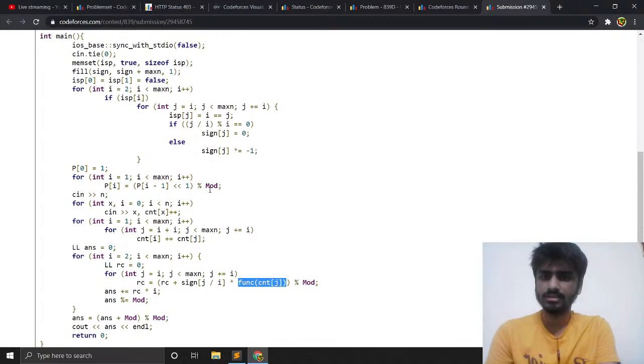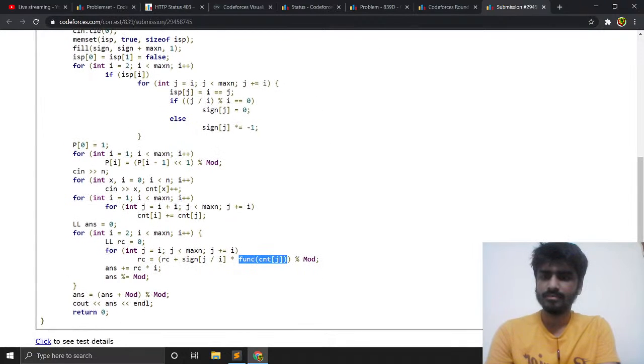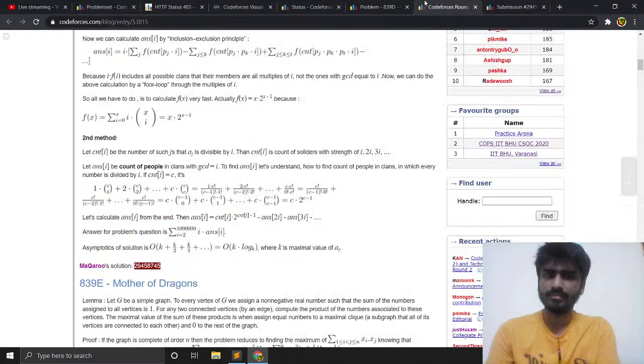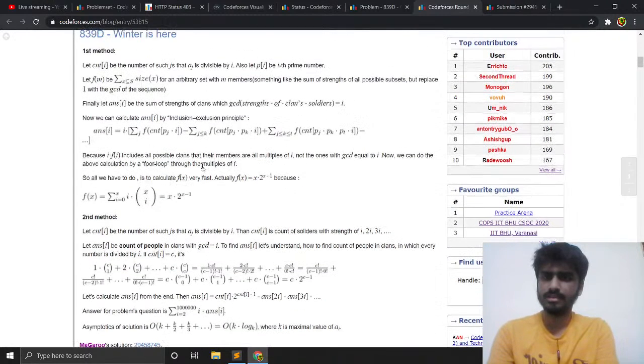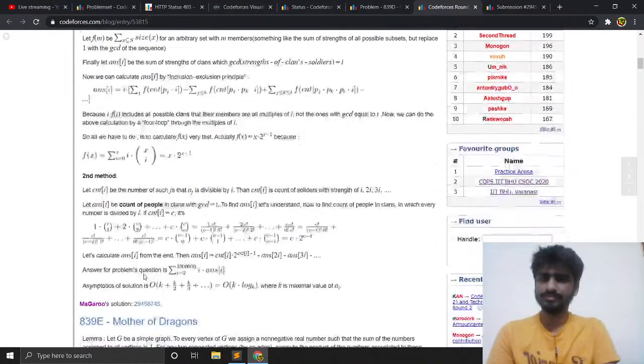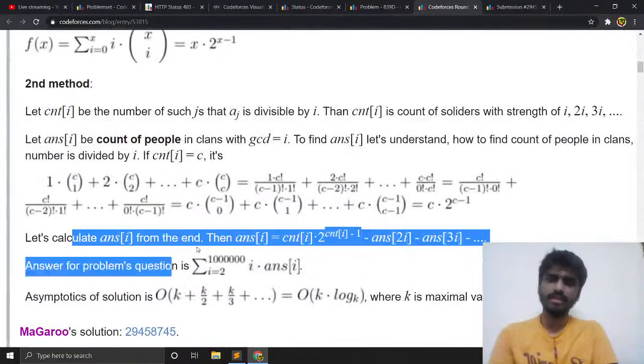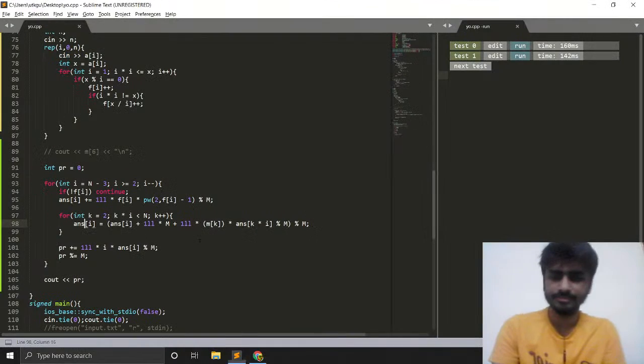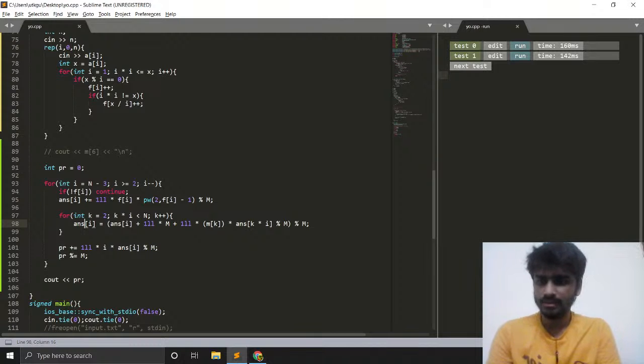Is it a different solution? I don't think this is this solution. This is some other solution because in this we are calculating answer I from the end. That's not what we do.